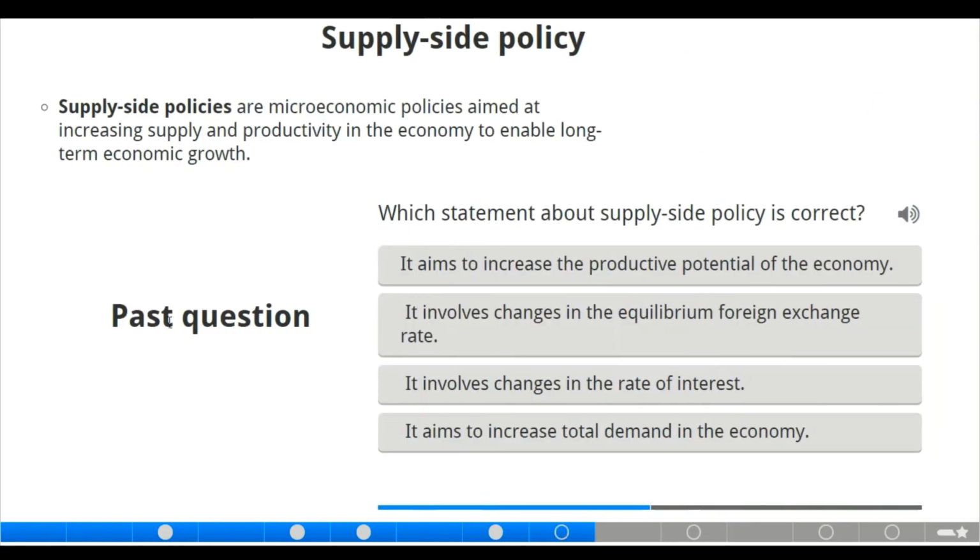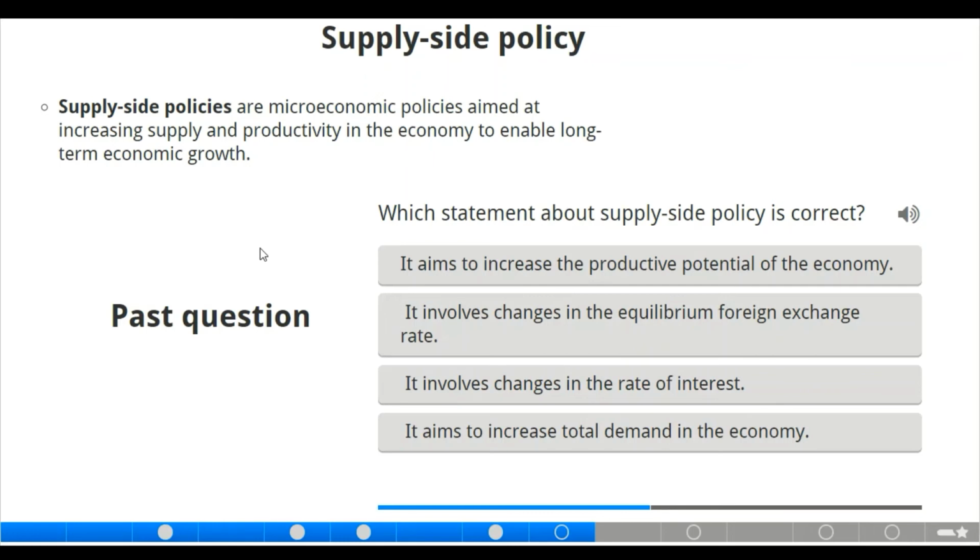Moving to the next slide, we now have what supply side policy is. What do we mean by supply side policy? Of course, supply side policy is also a microeconomic policy aimed at what? At increasing supply and productivity in the economy to enable long-term economic growth.